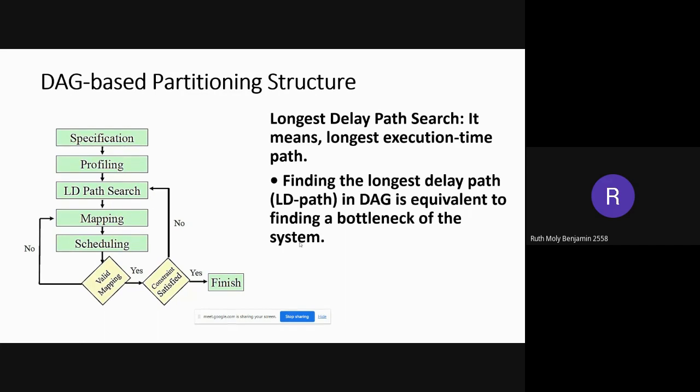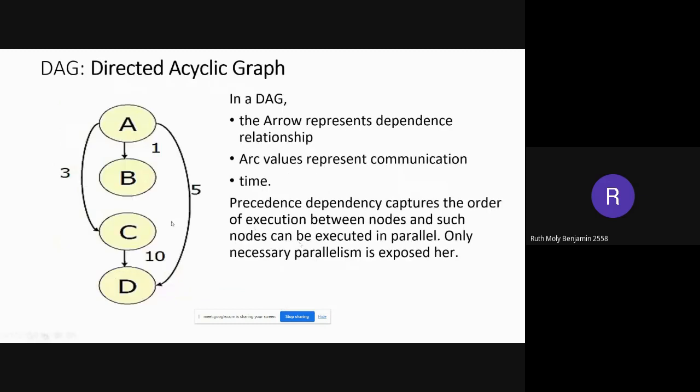So what is meant by longest delay path search? It means longest execution time path. Which task or which path takes the longest execution time? So here you can see some tasks. A, B, C and D, you can take it as different tasks.